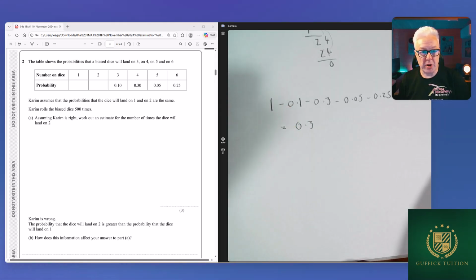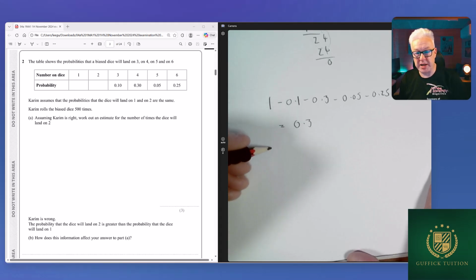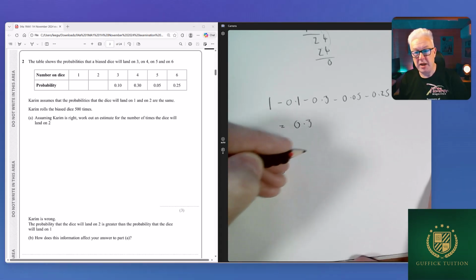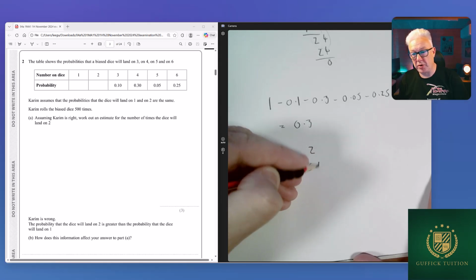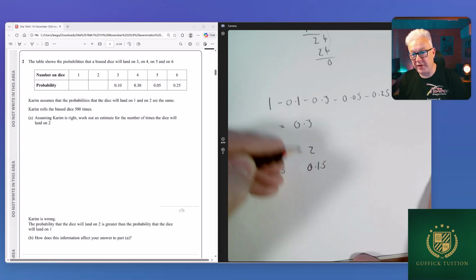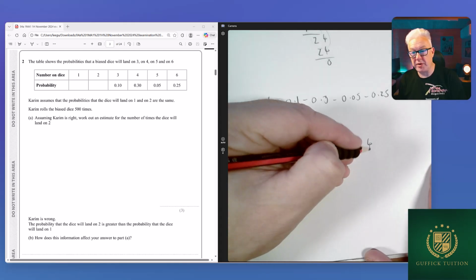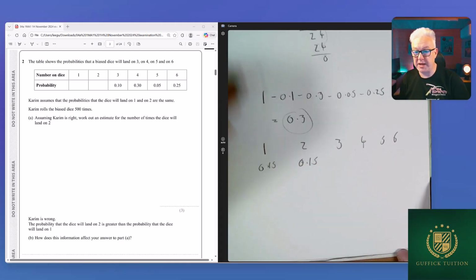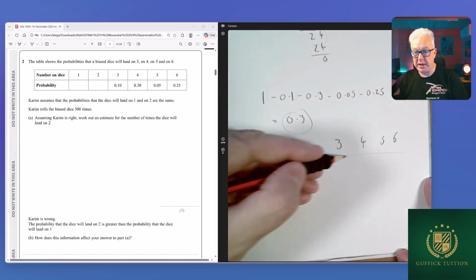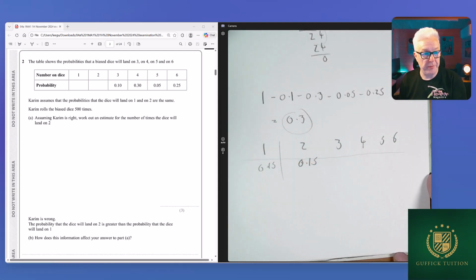Now, the probabilities for 1 and 2 are both the same. So the probability for 1 is going to be 0.15, and the probability for 2 is going to be 0.15, because we just divide that 0.3 by 2. And then the probabilities for 3, 4, 5, and 6 are already in the table. So that's how we complete the missing values in the table.